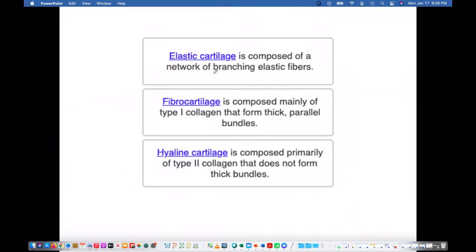Okay, this one we covered in a video already. The elastic cartilage is branched elastic fibers. That's kind of the giveaway, elastic with elastic. Now, an easy way to remember type 1 compared to type 2 collagen fibers, just remember F comes before H in the dictionary. So fibrocartilage is type 1 collagen fibers. Hyaline cartilage would be type 2.